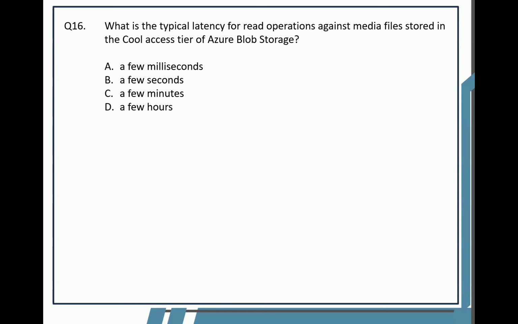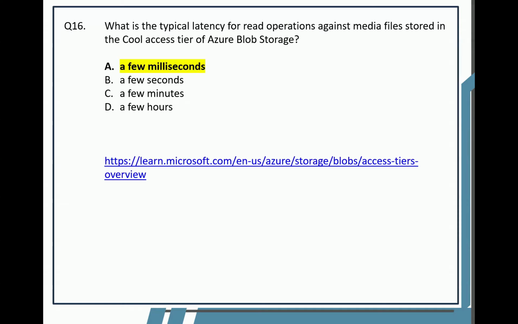Folks, question number 16 of the series focuses on read latency for media files stored in the cool access tier of Azure Blob Storage. Now, latency means how quickly data can be accessed or read after a request. The cool tier is designed for infrequently accessed data, but it is still online and immediately available, and typical access times are in the milliseconds range. Folks, exam tip here: if you see minutes or hours, think archive tier. If the tier is hot or cool, think milliseconds.